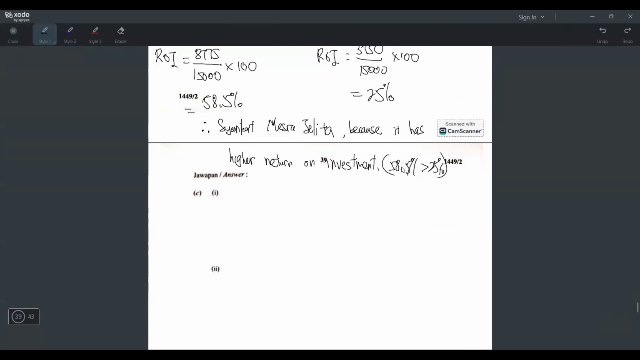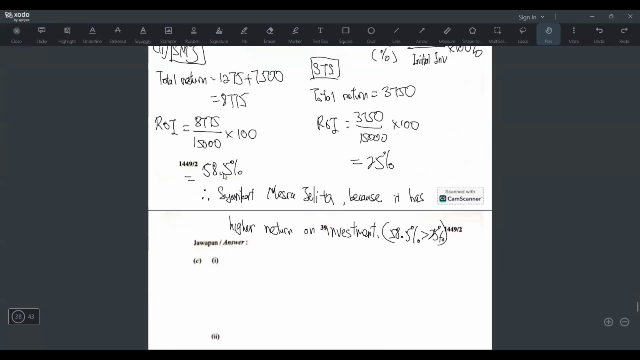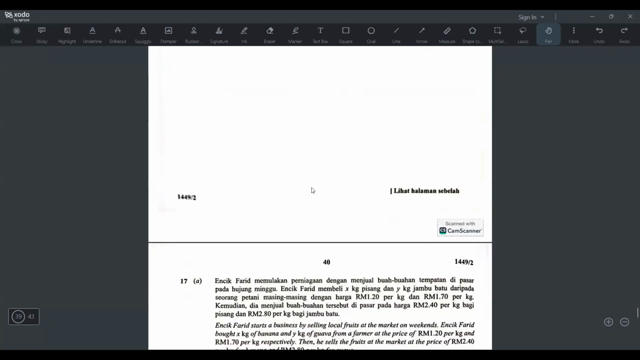58.5% is bigger than 25%, right? So that's why I end up choosing this syarikat, because the return ROI is higher. Okay, means higher profit, more profitable. Okay, sudah siap. Let's continue.